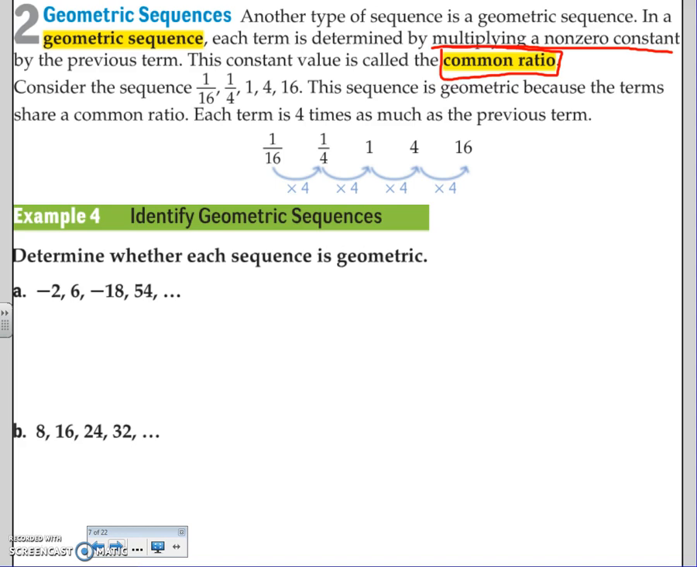So look at that sequence, 1/16, 1/4, 1, 4, 16. It is geometric because each term shares a common ratio. Each term is 4 times as big as the previous one. So, for example, 1/4 times 4 is 1, 1 times 4 is 4, 4 times 4 is 16. They all are multiplied by 4.